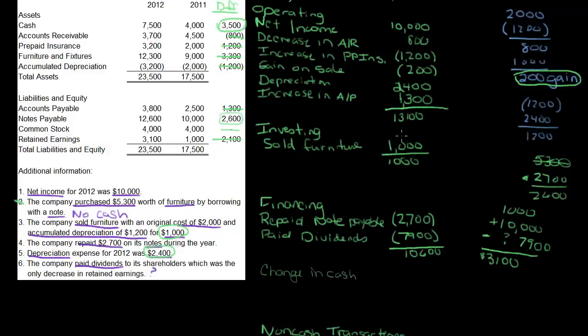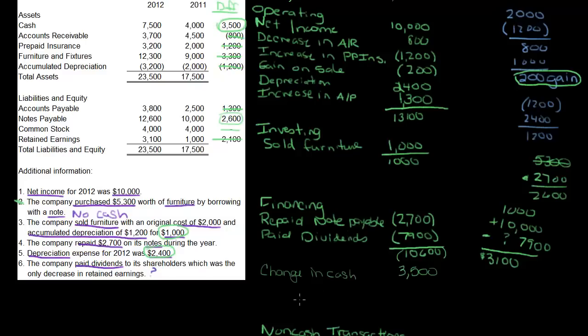Okay, how do we get that? We're going to take the total from operating plus the total from investing plus the total from financing. Okay, and this is actually, that was negative. So 13,100 plus 1,000 plus negative 10,600 gives me a change in cash of $3,500. And hey, look, that is my change in cash on my balance sheet.